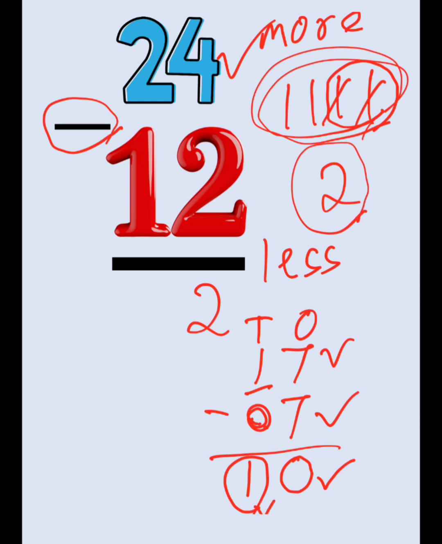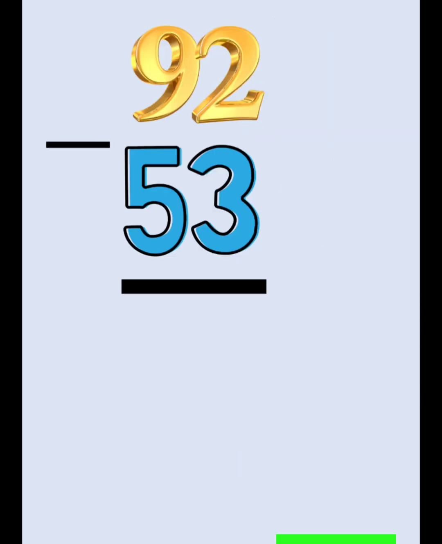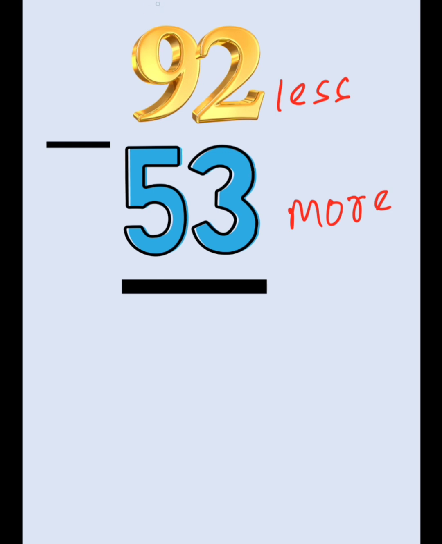Now, if the top is less than the one below, this one is the top and this one is the bottom. 2 is less and 3 is more, right? You must borrow. You have to borrow from the tens place. Where is the tens place? Here is the tens place. So you have to borrow 1 from 9. So you have to write here.